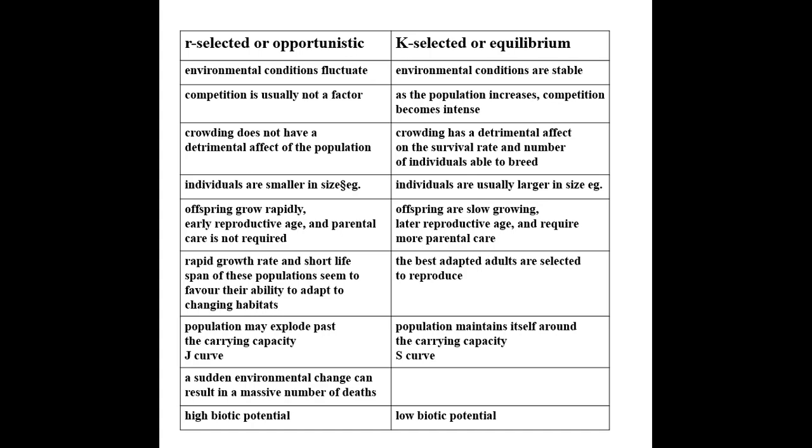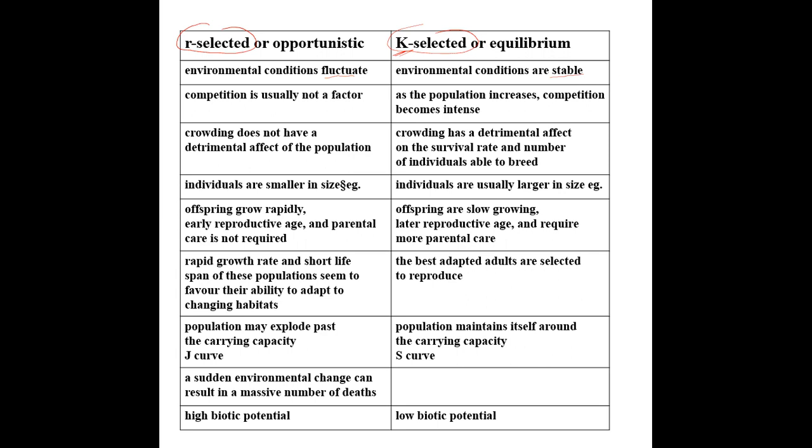So we'll take a look at this table here that nicely compares the two different population or reproductive strategies, the r-selected, lowercase r, and K-selected. And again, K is referring to the carrying capacity, so it has something to do with that. So for the r-selected, most of these are opposite. Environmental conditions are going to be fluctuating. They change all the time. Whereas with K-selected populations, usually their environmental conditions are relatively stable.